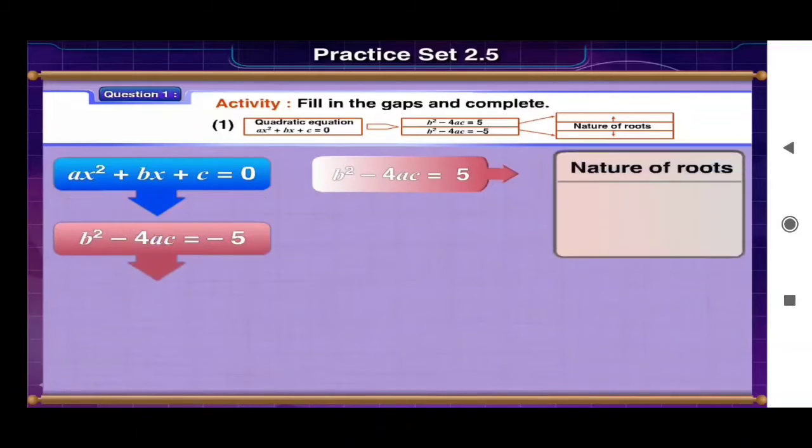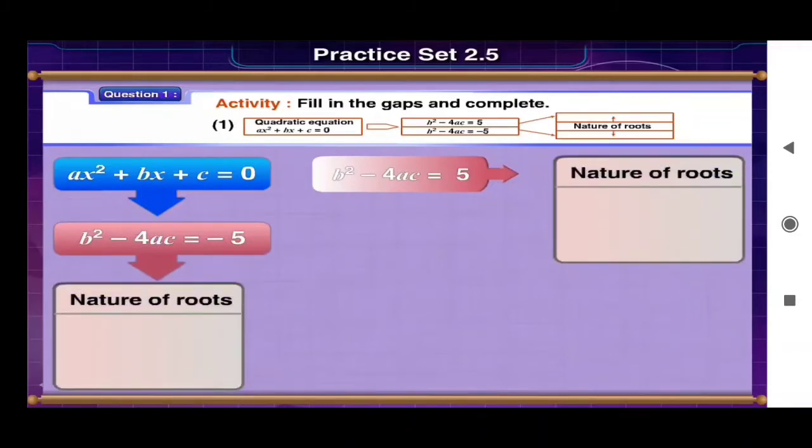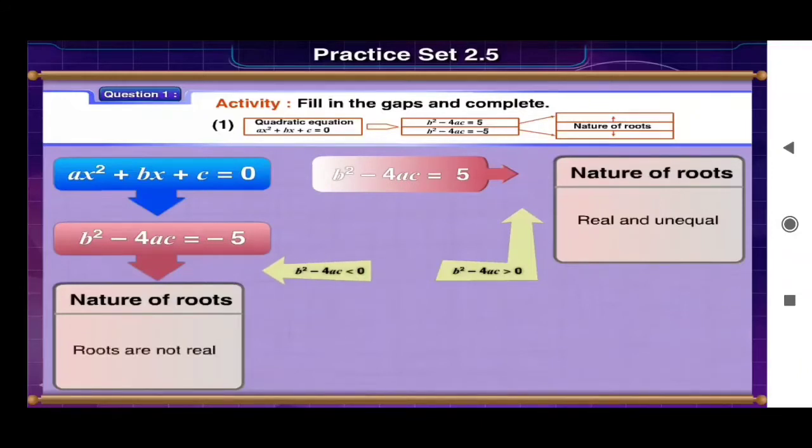We know that if the value of the discriminant of a quadratic equation is greater than 0, then the nature of the roots are real and unequal. And if the value of the discriminant is less than 0, then the roots are not real.